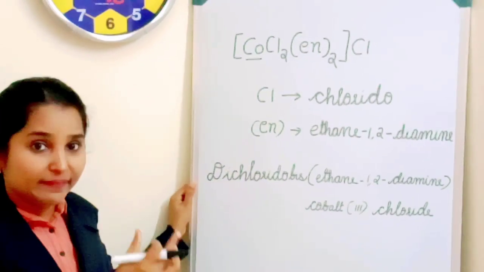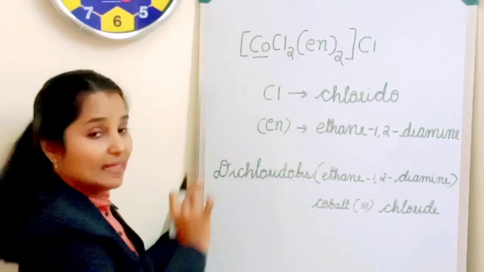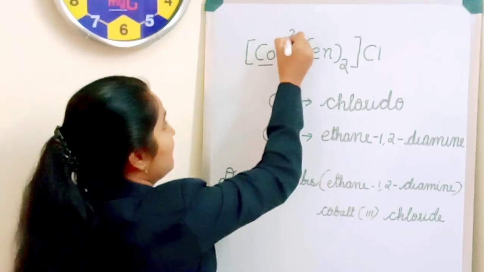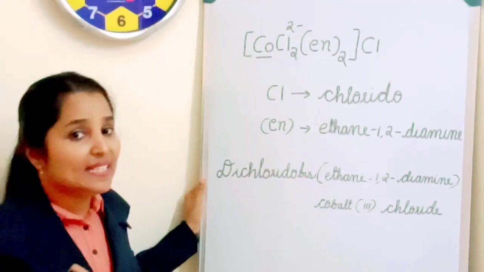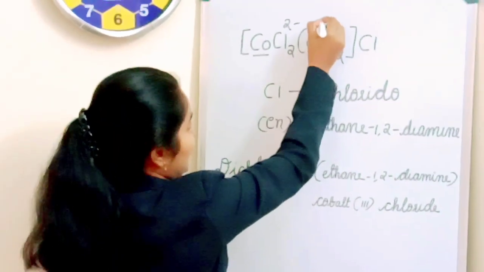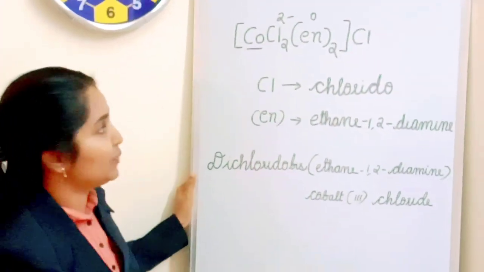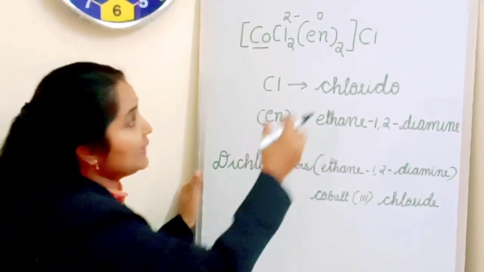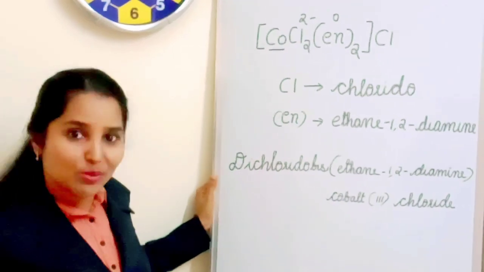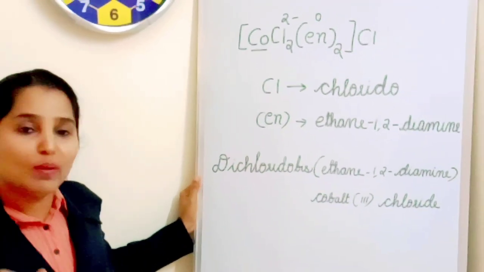Inside the coordination entity we will look first. Here we have Cl. One Cl will have 1 minus charge, so 2 Cl will have 2 minus charge. En is a neutral ligand, so it will not have any charge. So the charge on en, ethylenediamine or ethane-1,2-diamine, will be 0. And then outside the coordination entity we have a counter ion here. That counter ion is Cl. That means 1 Cl will have 1 minus charge.